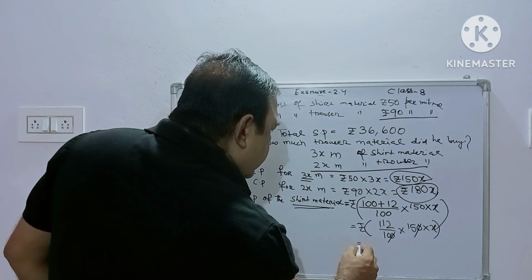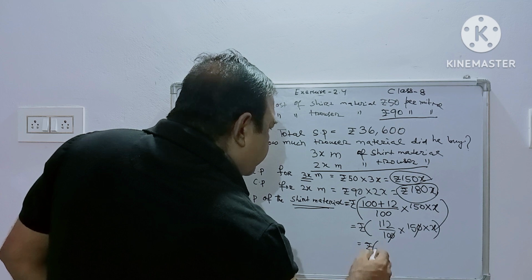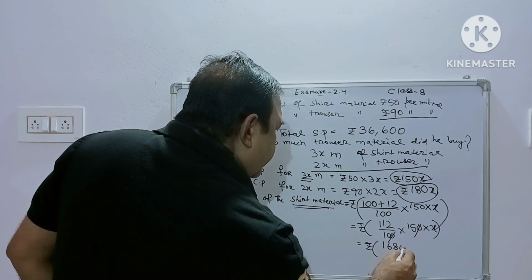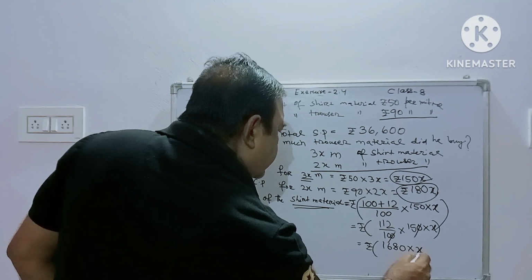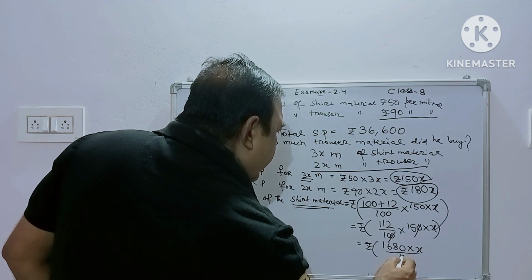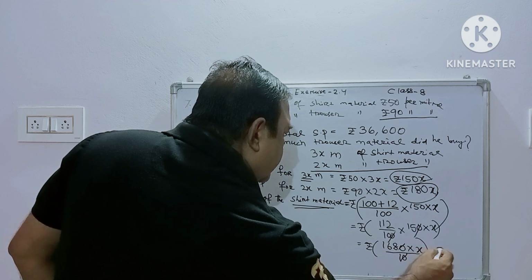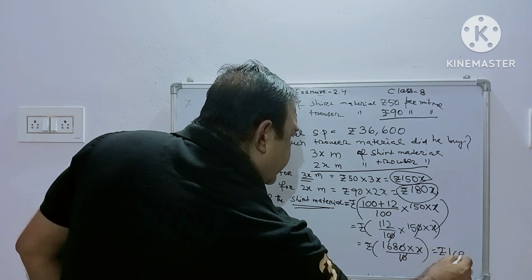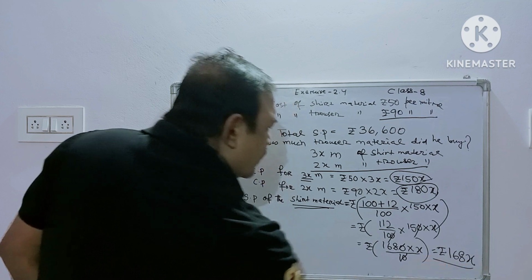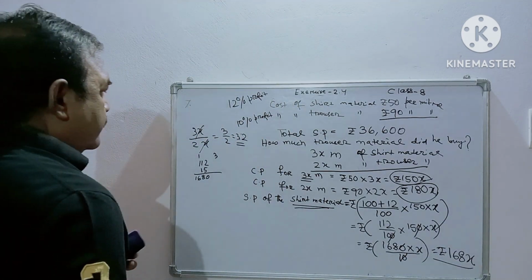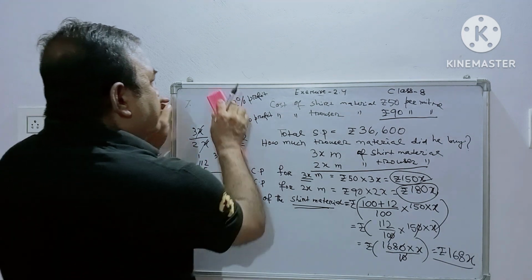So that is equal to rupees 1680 into x divided by 10. So that is equal to rupees 168x. No harm, you do like this. So I erase it.